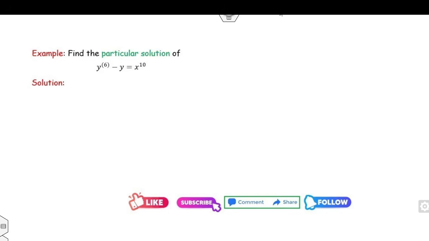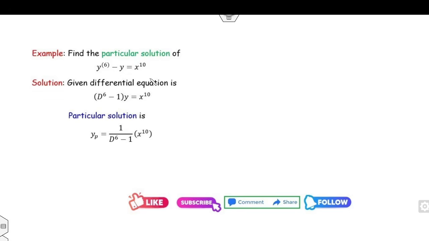Look at this another one. Again you can write this as d to the power 6 minus 1 of y, which is x raised to power 10. Can you find the value of y from this? It's 1 over d raised to power 6 minus 1.